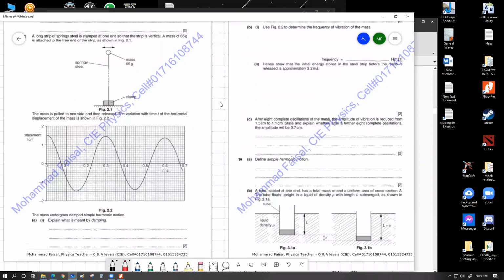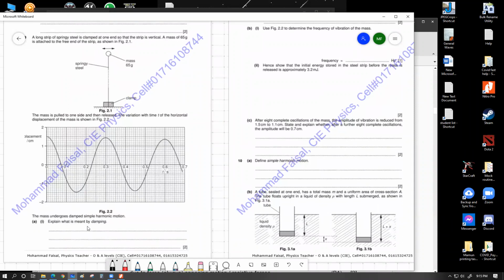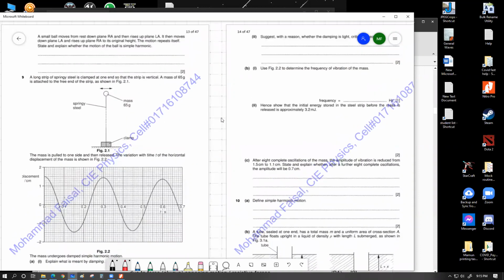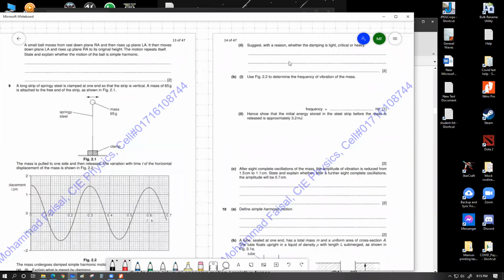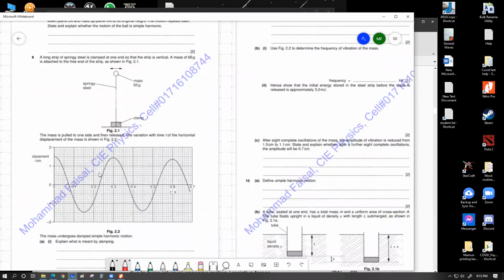It says that the mass undergoes simple harmonic motion. Explain what is meant by damping. So you have to explain properly the concept of gradual energy loss from the system for the damping case. Suggest with reason whether the damping is light, critical, or heavy. So you have to observe from this figure what kind of damping we have, or whether we have any damping at all.